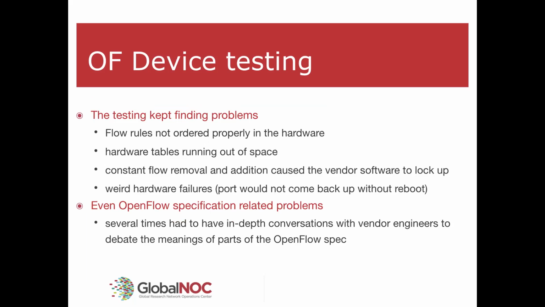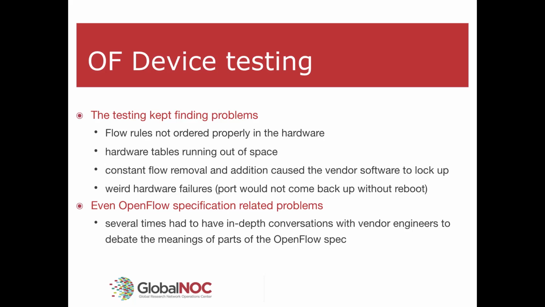We had problems where hardware tables would run out of space. So it just kept going further and further in the hardware table. So you'd add, remove flow rules. So I'd have four flow rules, but I ran out of table space. Really weird again. Constant flow removal and addition could actually lock up the devices. So we had to put even rate limits in so that you couldn't send flow rules too quickly, because potentially that would suck up all the CPU and the device would crash. And we even had weird hardware failures, like we put a port down and try and bring it back up, and it just wouldn't come back up. We'd have to go and actually reboot the entire box to get it back.